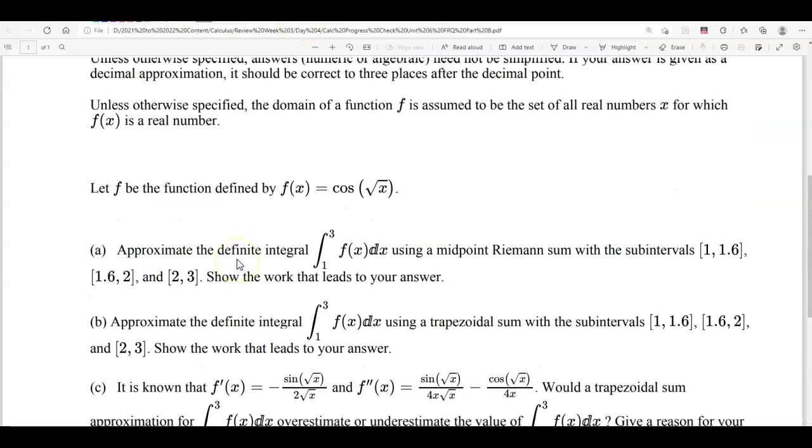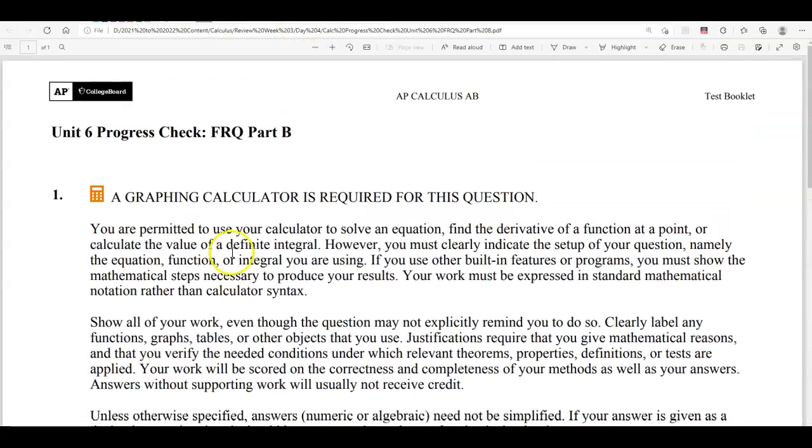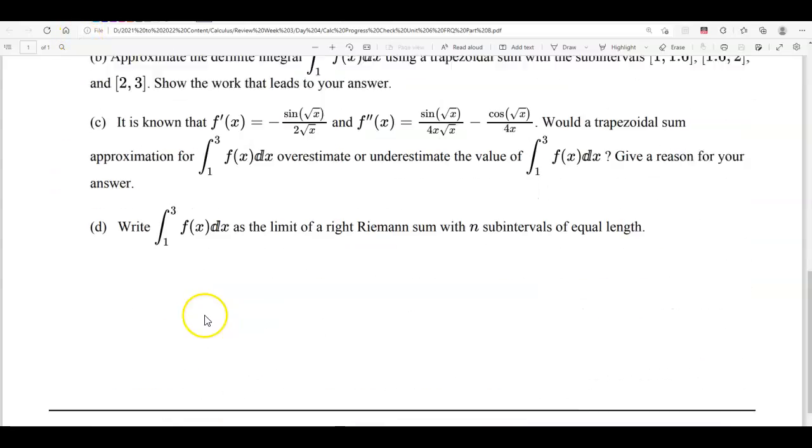Let's move on to our, is that it for today? We just had one FRQ. Nice. So I guess we're done.